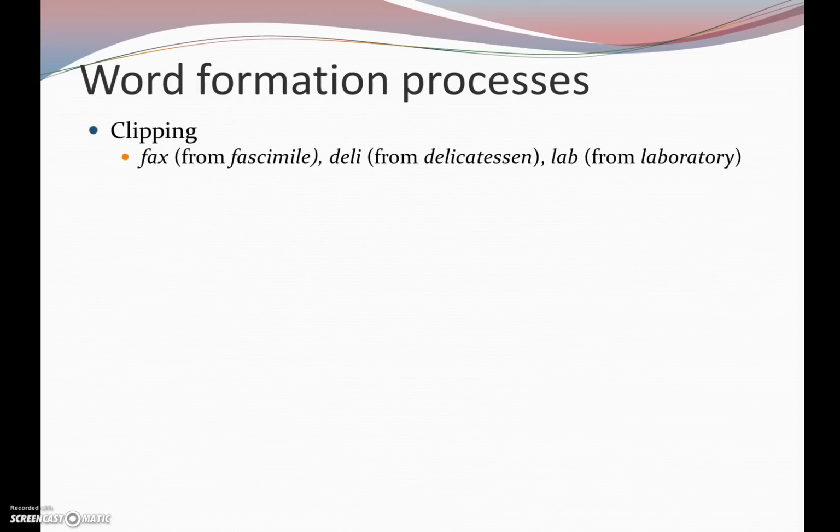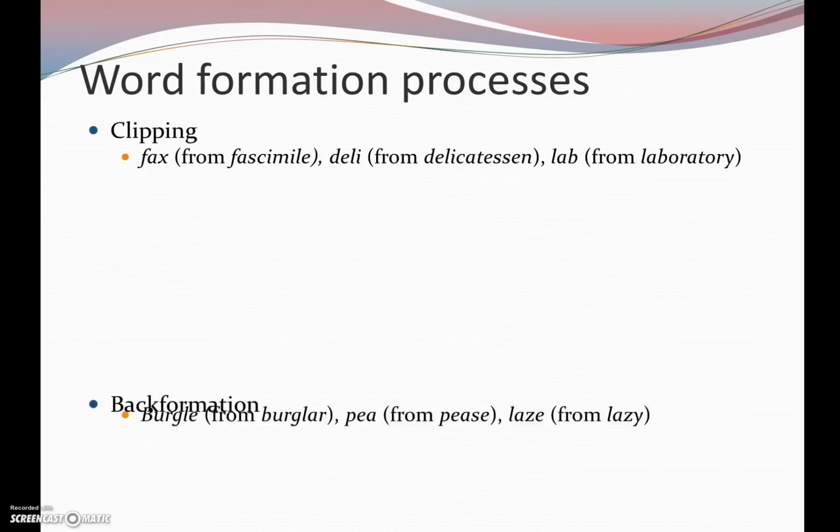There are different ways of creating new words, though. One way is clipping, and that's where we simply cut a word in half or an even smaller piece and just use part of it. So we get fax, for instance, from the slightly longer word, facsimile, or deli from delicatessen.